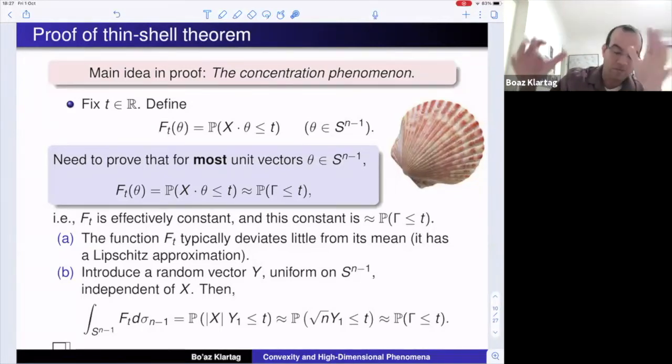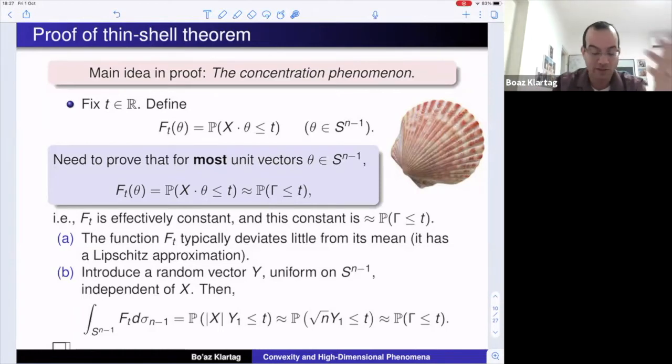So how would you show that f_t is effectively constant? Well, you show that it deviates very little from its mean because it has good Lipschitz approximations. This is roughly the idea. And for this, you don't completely use the thin shell assumption because it works in greater generality. You use the thin shell assumption for the second step. So you want to know what is this number such that f is typically constant? What is this constant that f typically attains? What is the typical value of the function f?